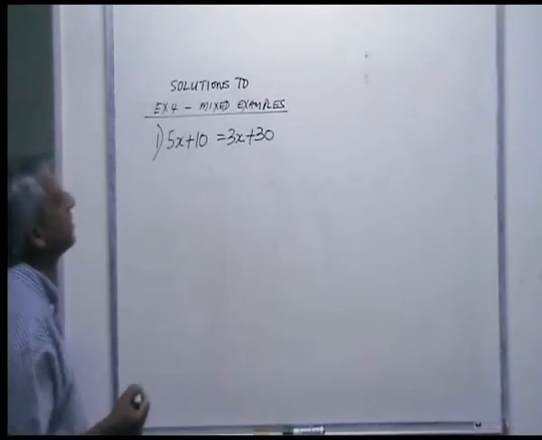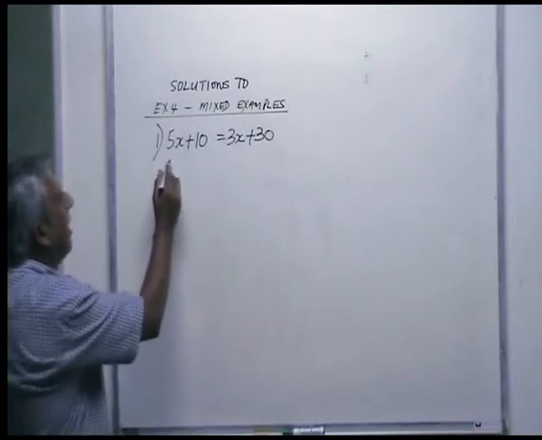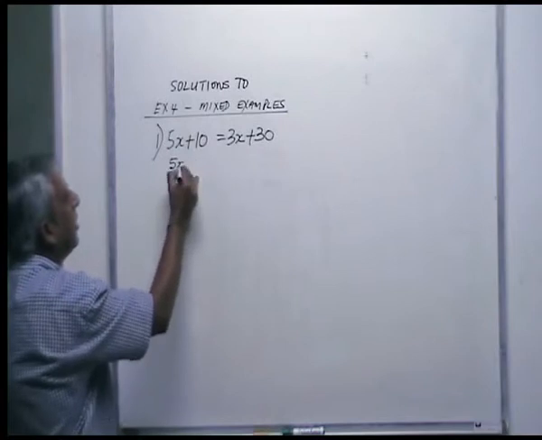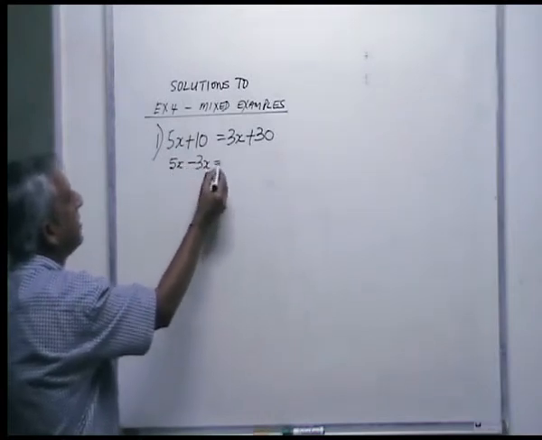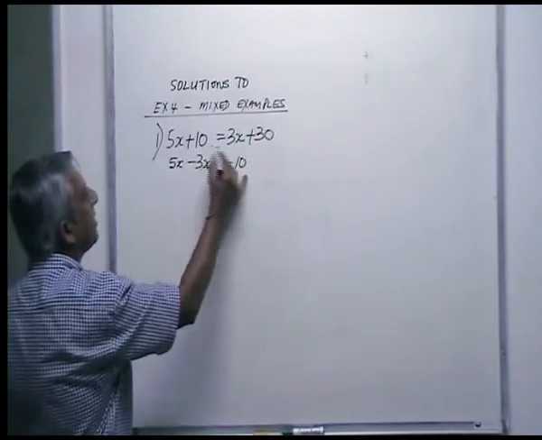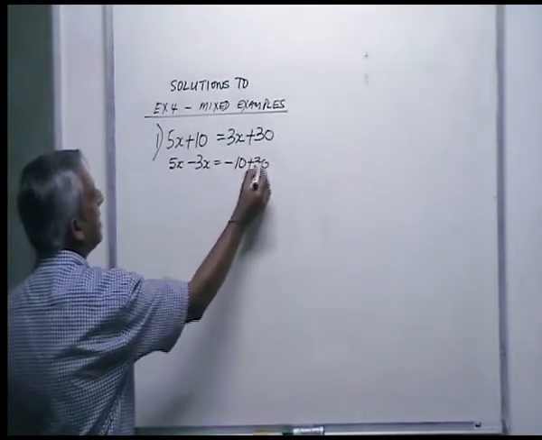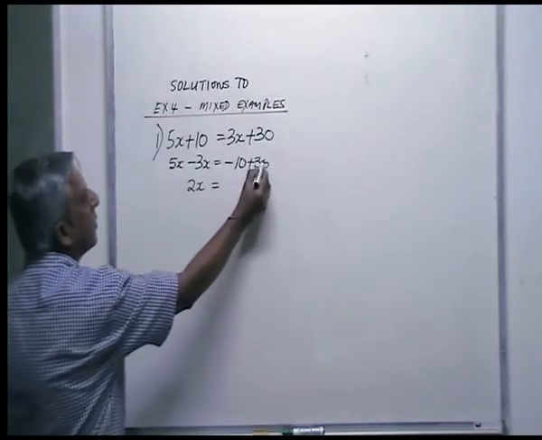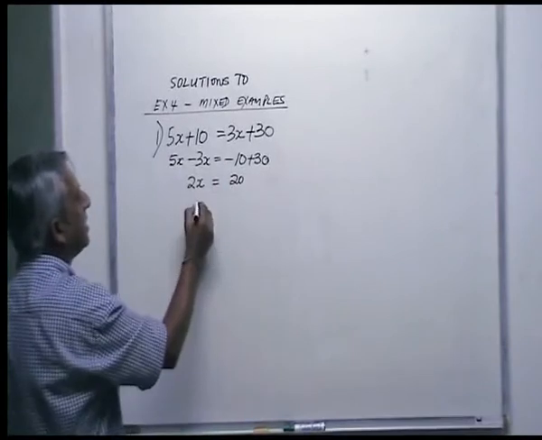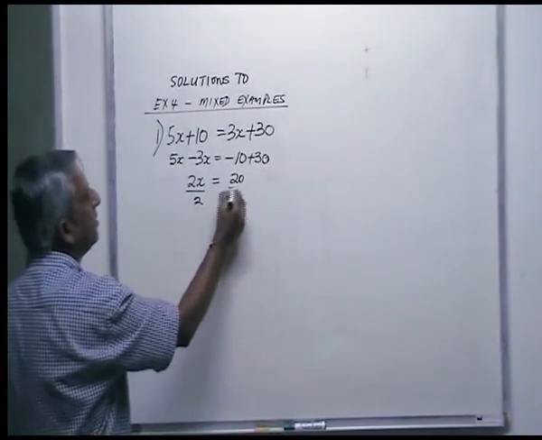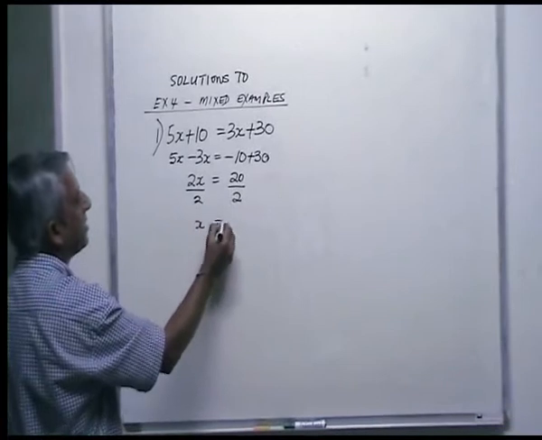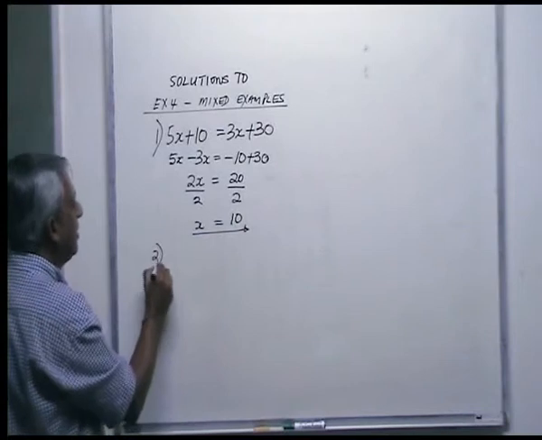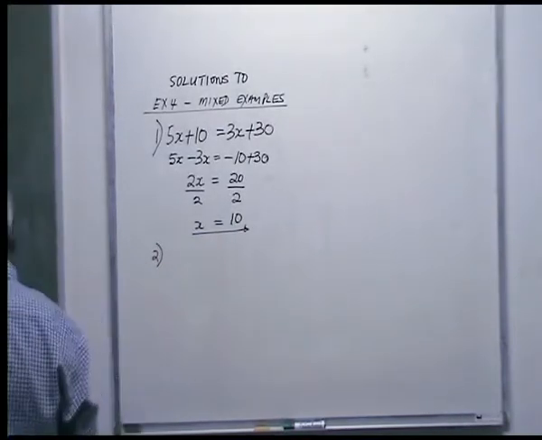Alright, we are now marking exercise 4. So I'm not going to talk too much. 5x minus 3x is equal to minus 10 plus 30. 2x is equal to 20. Divide by 2, divide by 2, x is equal to 10. That's number 1. Now move on to number 2.